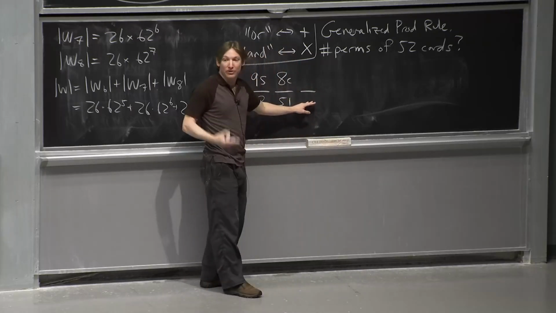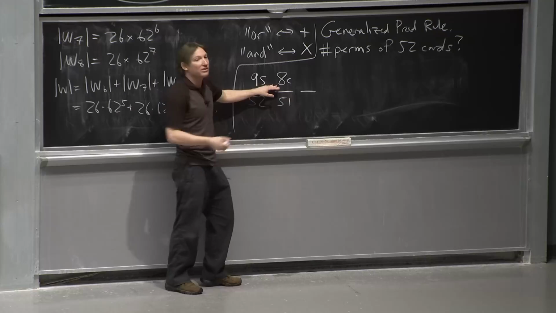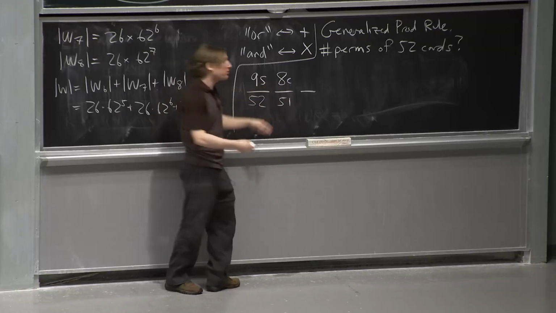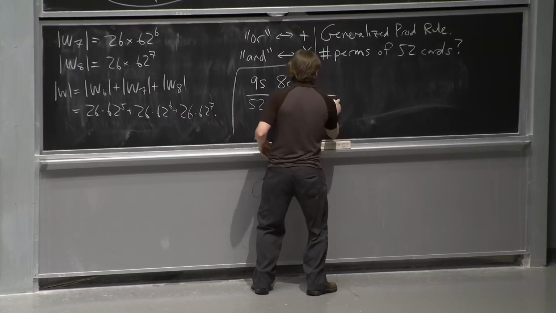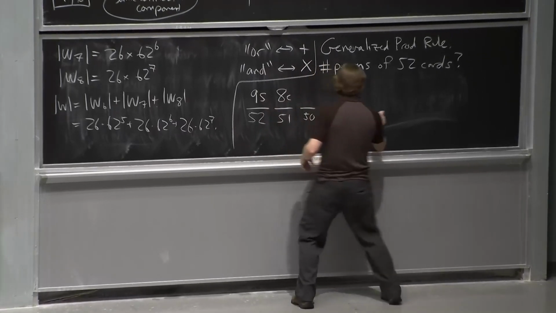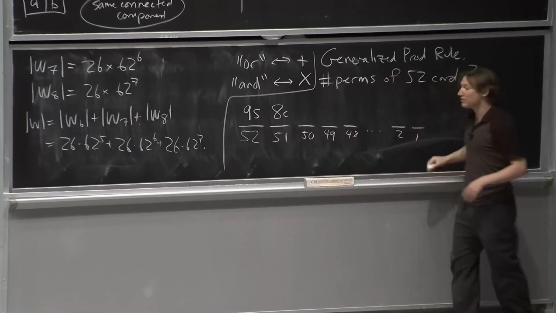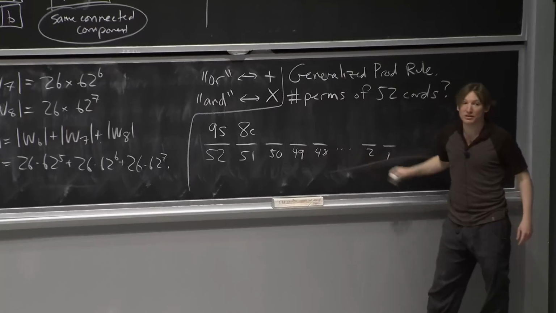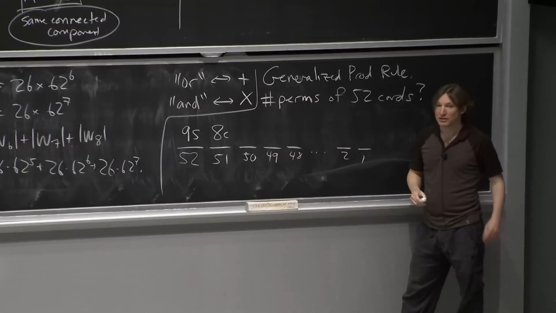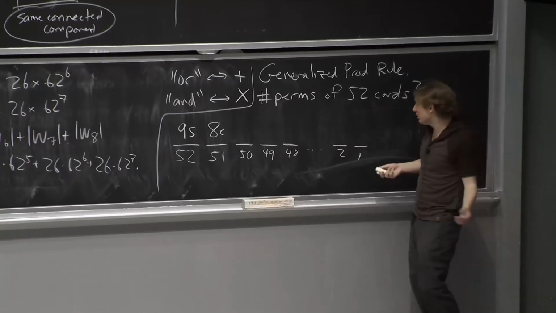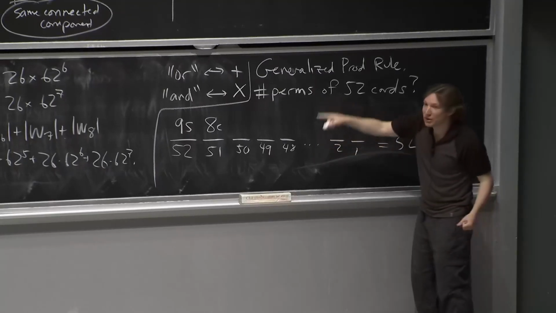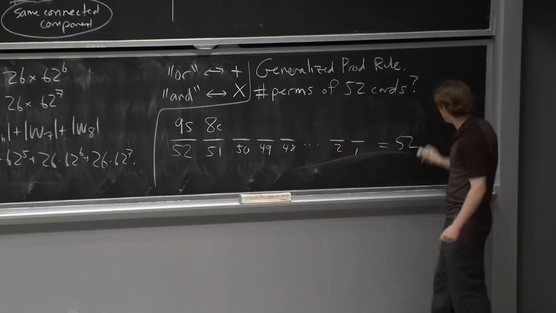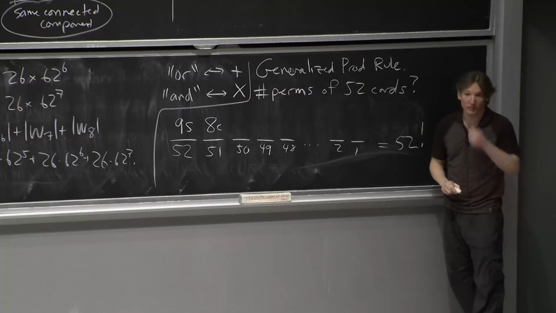The next card, the third card in my ordering, well, I've used 2 cards already. I have to choose one of the remaining 50 cards. Then 49, then 48, then 2, then 1. This is the number of choices I have at each stage. So it feels like by the product rule, this answer should be 52 times 51 times 50 times 49, and so on, 52 factorial.